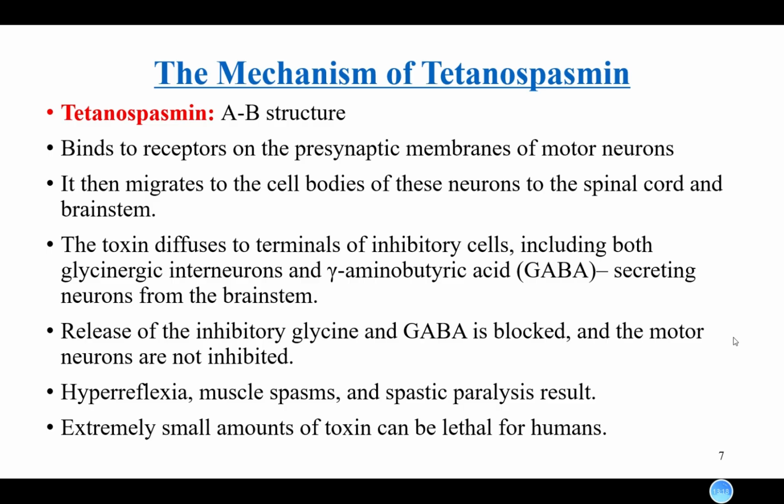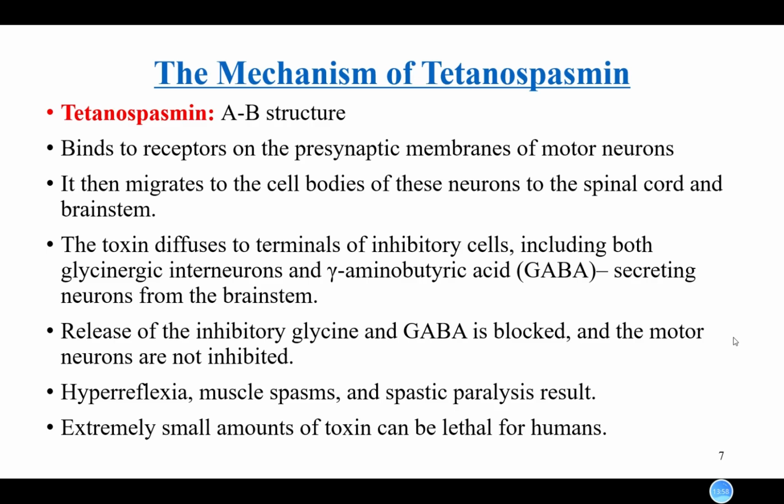The bacteria grow in our body. It's not invasive, but it releases toxin, the tetanospasmin. The tetanospasmin is also an AB structure exotoxin. It binds to the motor neuron membrane, the presynaptic membrane. Then the toxin is internalized. After that, the toxin can travel to the cell body of the motor neuron. Then it diffuses into the inhibitory neuron.